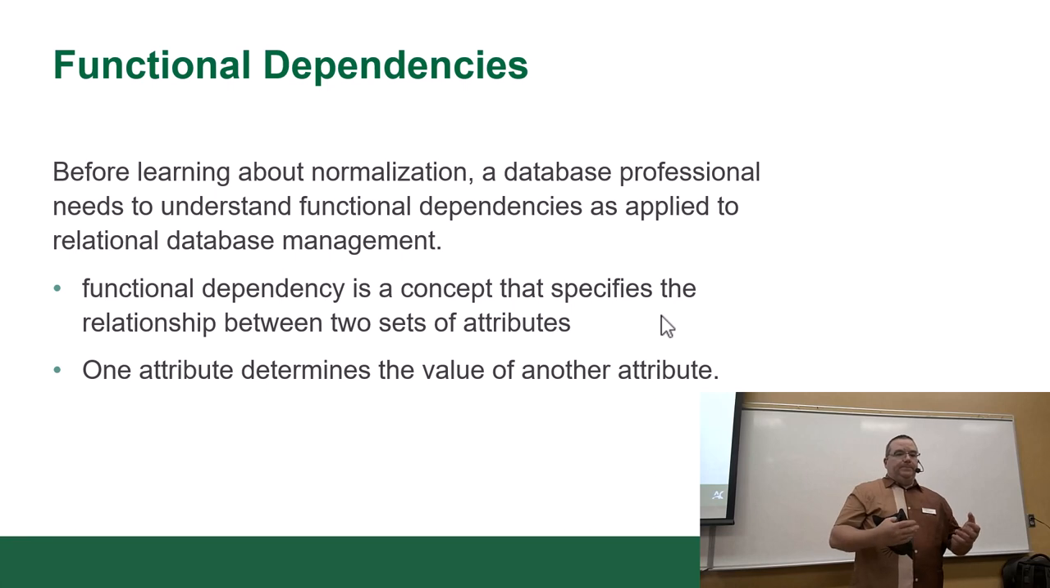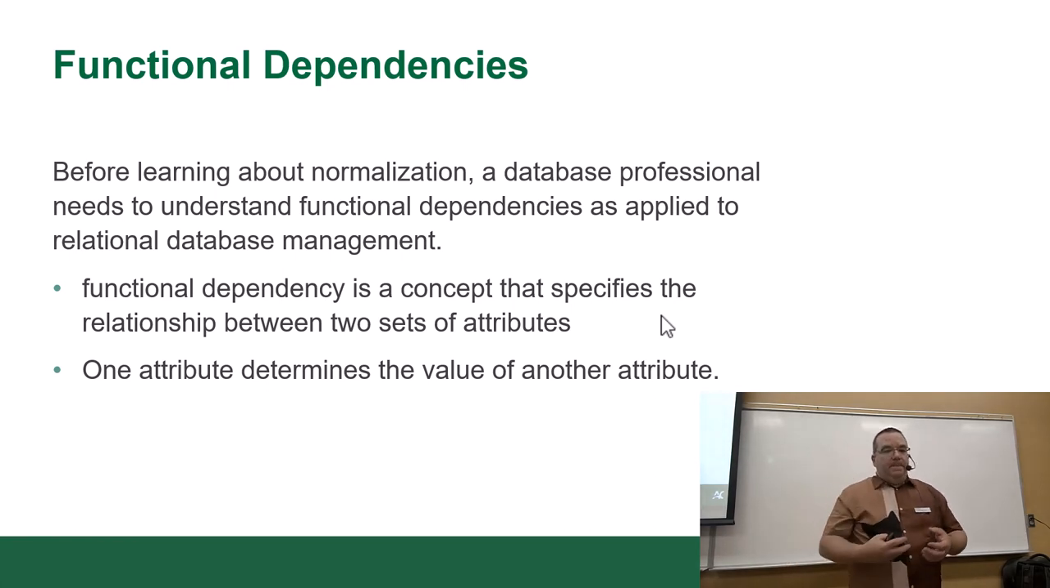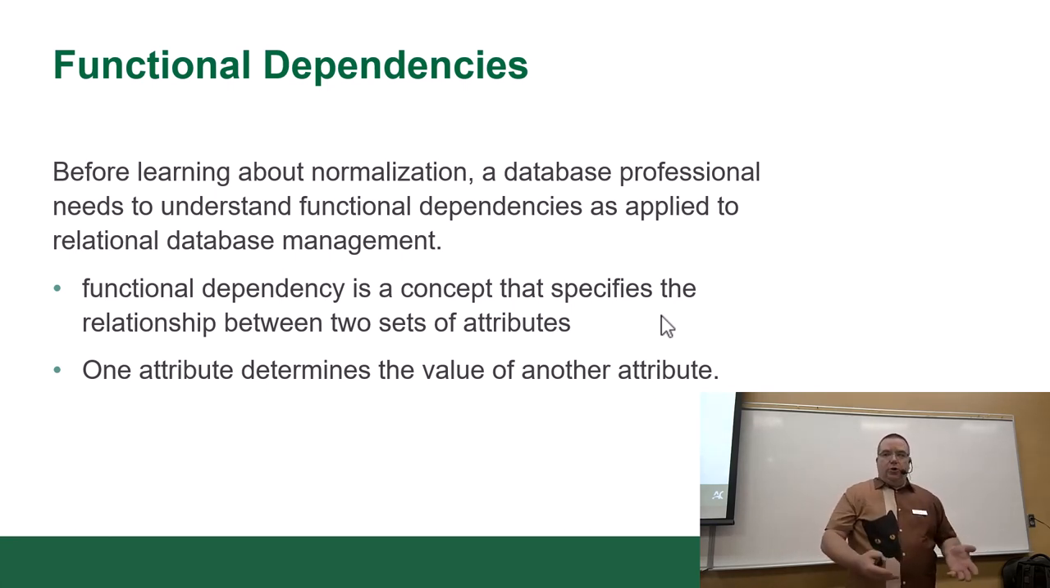So a functional dependency is the concept that specifies how two different attributes are related to each other. Not talking about entities, we talked about entities and relationships, but attributes also have relationships with each other. So within a single entity, certain attributes are related to other attributes, and there's rules on how that's governed. Usually you'll have one or more attributes that determine the values of another attribute. These are usually identifiers that become primary keys later on in the process. They're known as determinants.